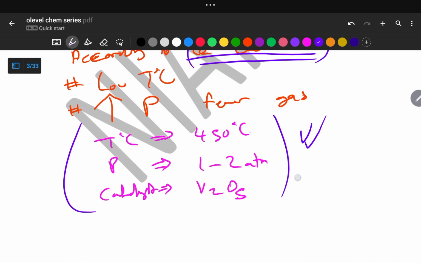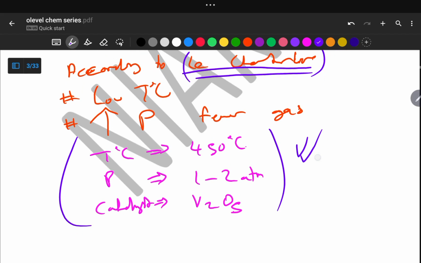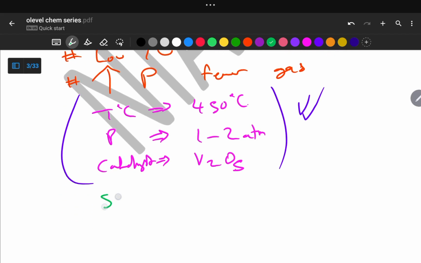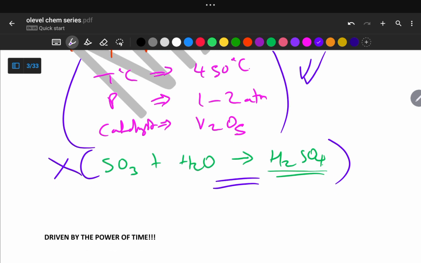And then next, we have produced the sulfur trioxide. You must take note of this reaction: sulfur trioxide plus water gives sulfuric acid. From the understanding we have from periodicity, the hydration of sulfur trioxide will give us sulfuric acid. But we must avoid this reaction in the contact process. Why? Because this reaction is highly exothermic.